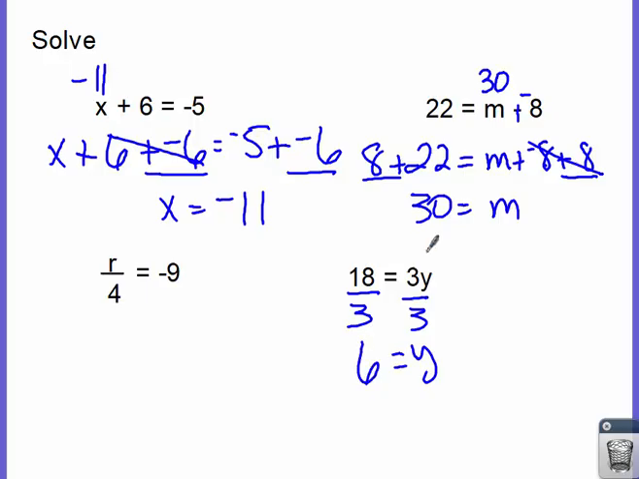And again, you could plug the 6 right back in. 3 times 6, does that give me 18? Yes, it does. So you'll find out that with multiply and divide, it's less work. To get rid of a multiply by 3, we do a divide by 3 to get rid of it.